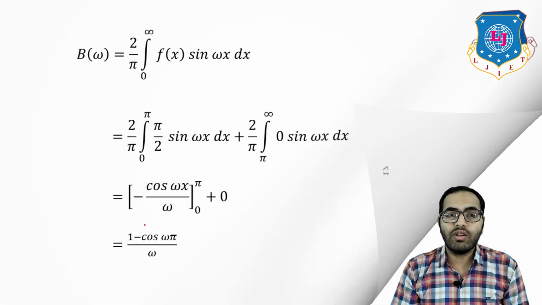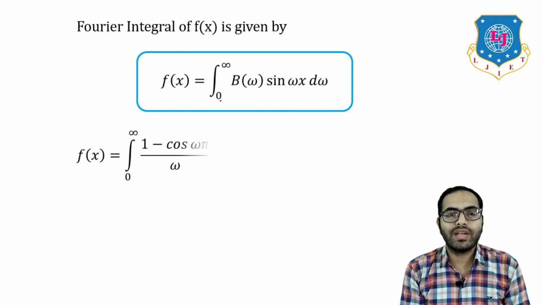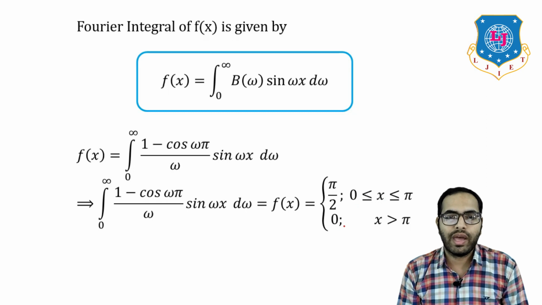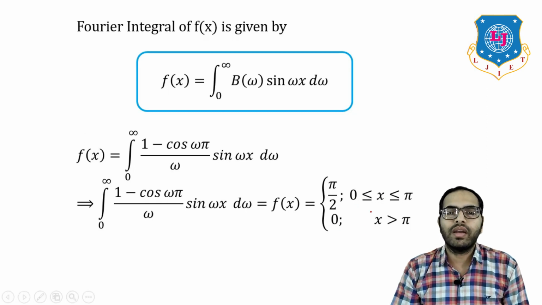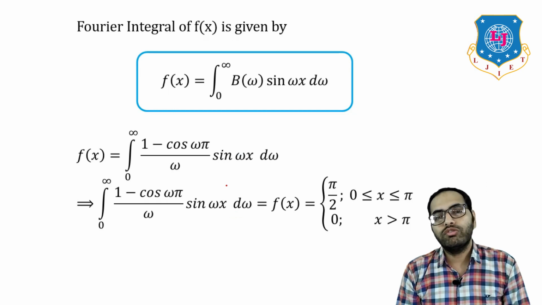Just substituting the value of b of omega in the Fourier sine integral, f of x equals integral 0 to infinity b of omega sine omega x d omega, it becomes integral 0 to infinity of (1 minus cos of omega pi) upon omega sine of omega x d omega, equal to pi by 2 where 0 less than or equal to x less than or equal to pi, and 0 where x is greater than pi. This is the answer which we had to find.